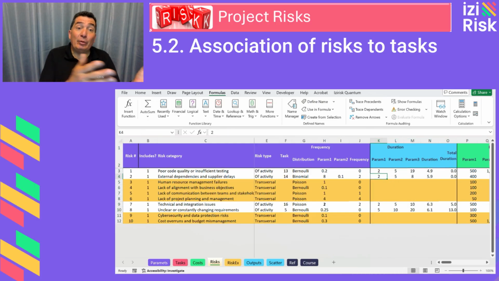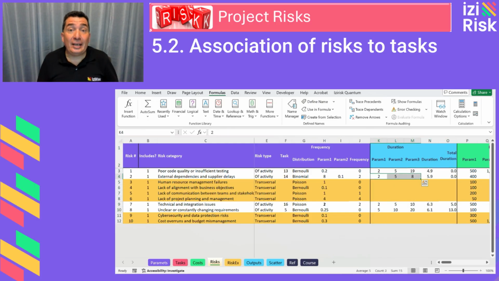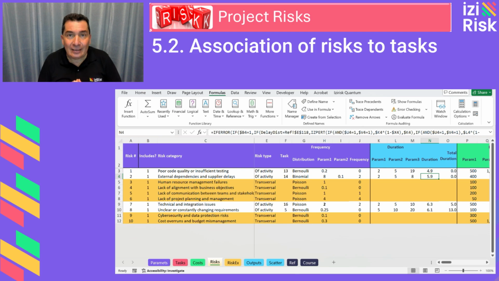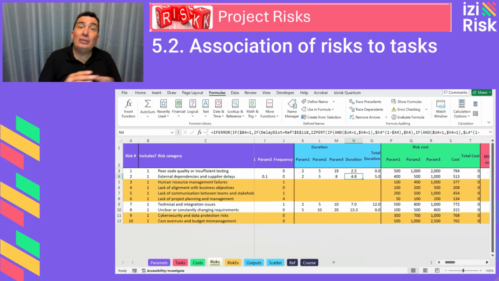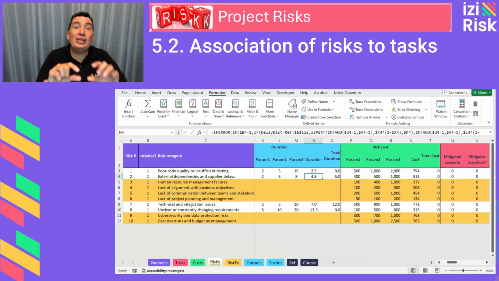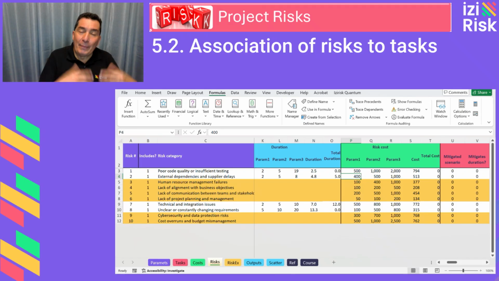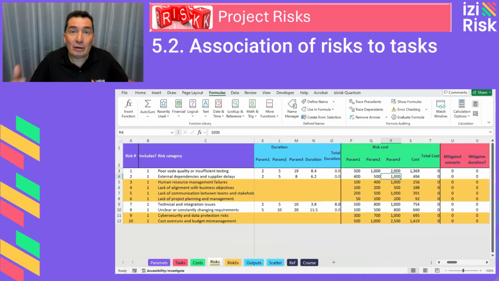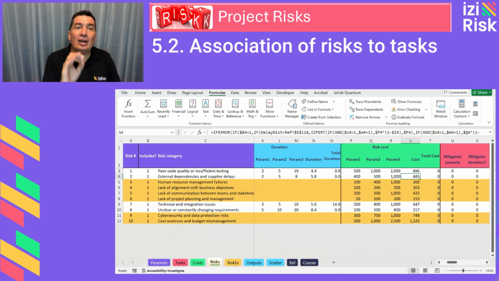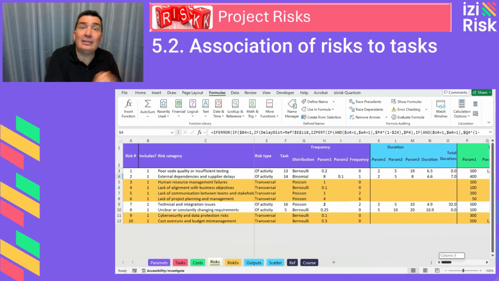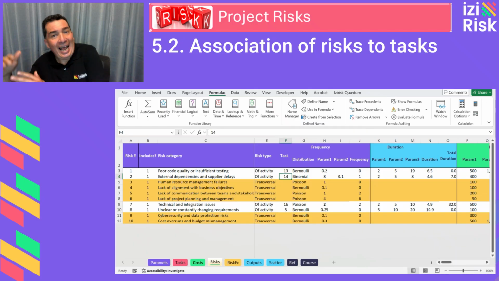Now, there's impact on duration. For example, risk number 2, external dependencies and supplier delays, occurs with a minimum duration increase of 2 days, a most likely increase of 5 days, and a maximum increase of 8 days. Each occurrence of the risk leads to a delay within this range. In addition to impacting duration, this risk also generates an additional cost: a minimum cost of $400, a most likely cost of $500, and a maximum cost of $1,000. It's important to notice that the cost of this risk is independent of the cost caused by task delays.